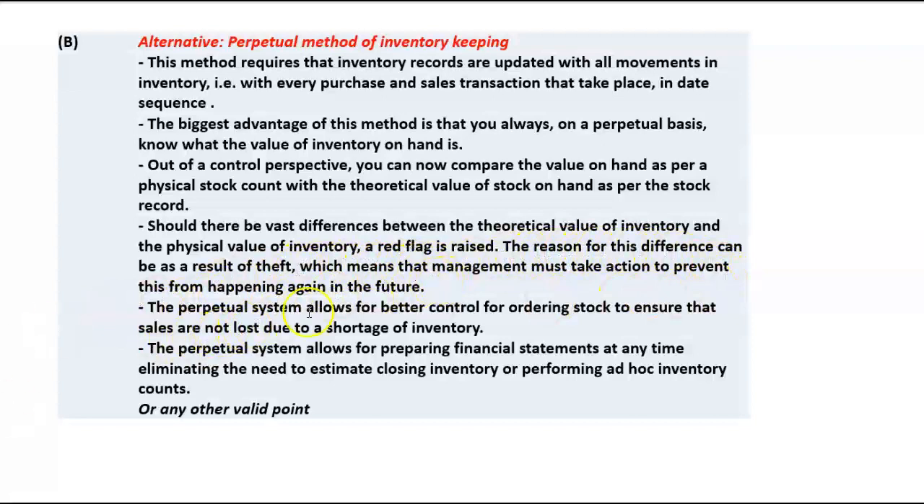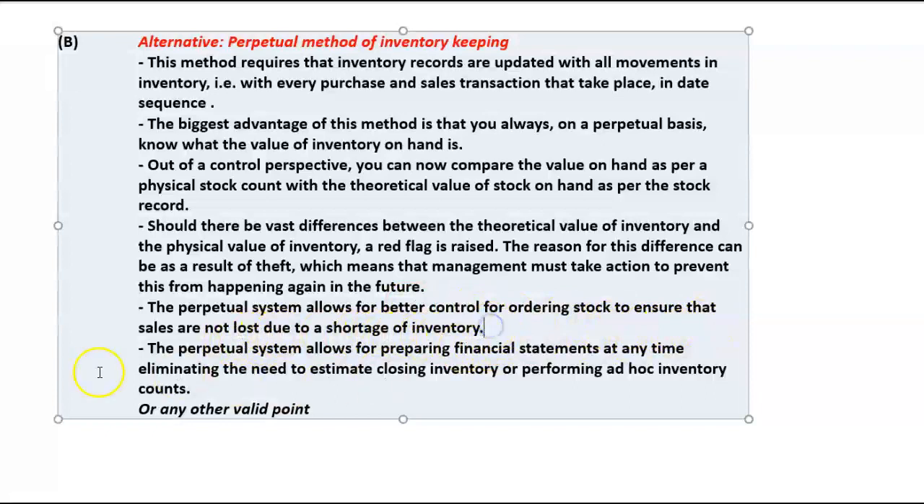The perpetual inventory system allows for better control for ordinary stock to ensure that sales are not lost due to a shortage of inventory. Because I can now predict, I know exactly how many items of what type of item is on hand, and I should know what the demand for that item is. So when my inventory is going to reach a certain inventory level, I'm going to place an order in order to make sure I will have inventory on my shelves.